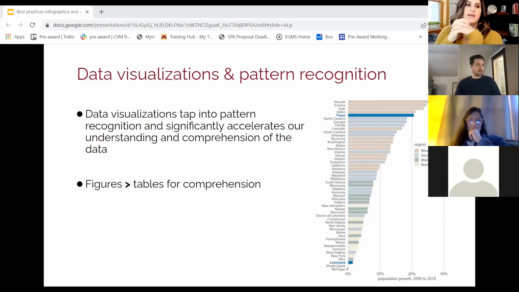So we like data visualizations because they tap into pattern recognition, which I don't think is a surprise to anyone who's communicated science before, or written a proposal trying to get someone to understand something that maybe they're not super familiar with, but it can significantly increase the comprehension. Here, we can see that figures tend to be better at that than maybe tables. And what I mean by that is, here is, what is this, population growth, I believe. This is an image that you found.